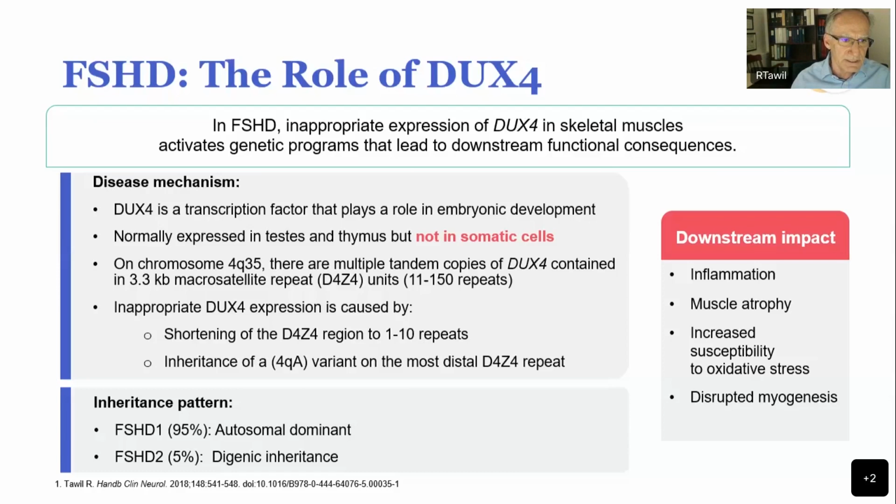So inappropriate DUX4 expression is caused by two things. You can shorten the D4Z4 region to 1 to 10 repeats. Again, the normal is between 11 and 150. And in that contracted D4Z4 repeat, you should have a 4qA variant in the most distal D4Z4 repeat, because that allows the production of a stable RNA. The inheritance pattern, 95% is autosomal dominant, and in FSHD2, it's digenic inheritance, and we'll come back to that. The downstream effect of the expression of DUX4 is it can cause inflammation in the muscle, can cause muscle atrophy, increase susceptibility to oxidative stress, and can disrupt myogenesis as well.